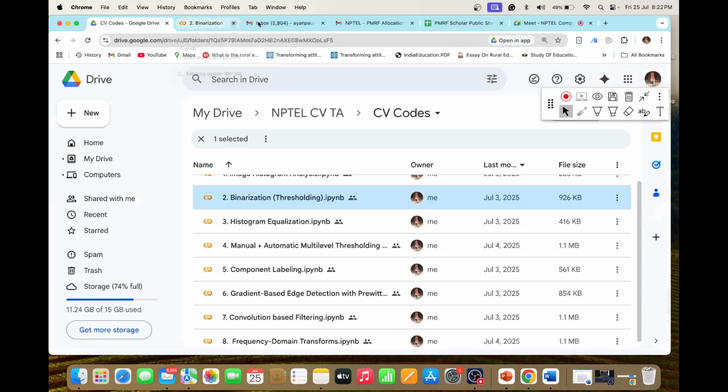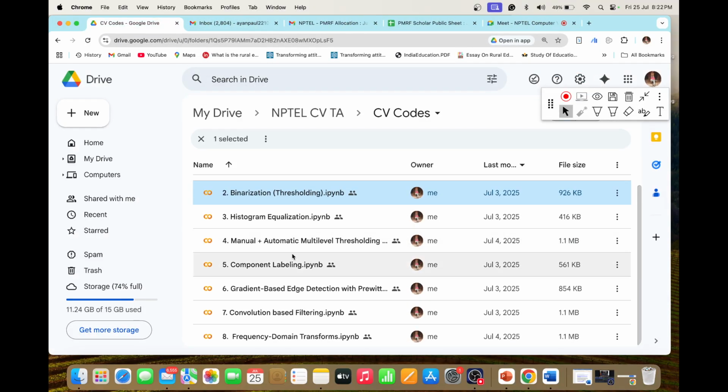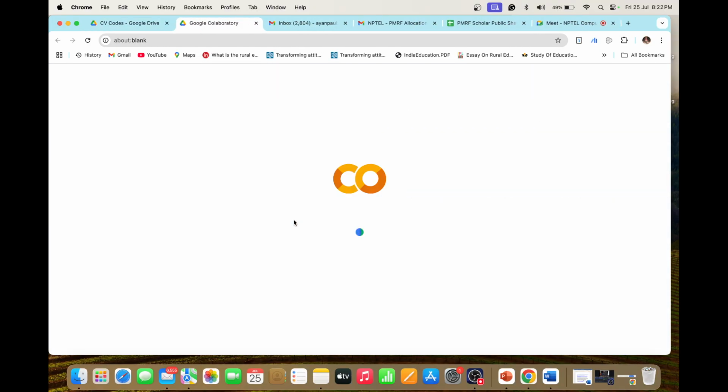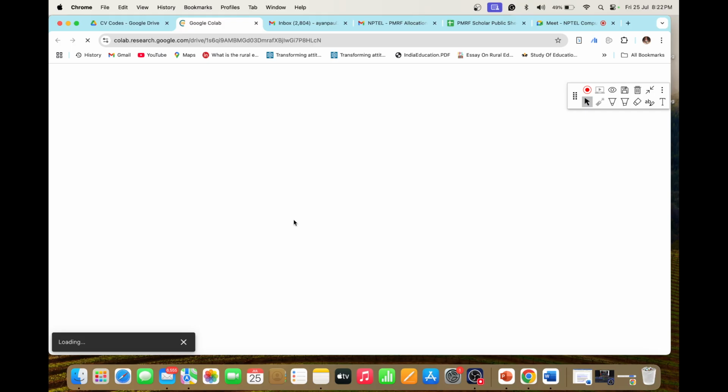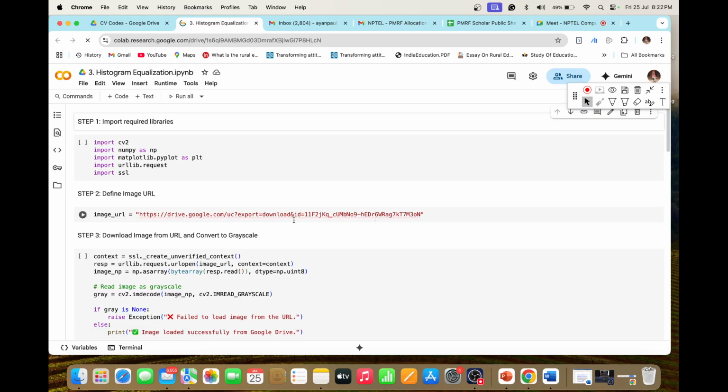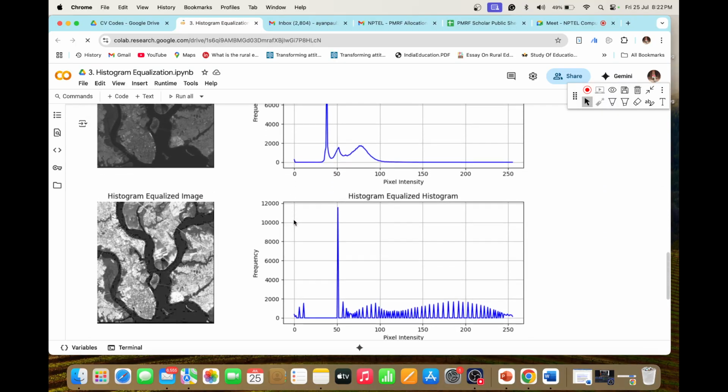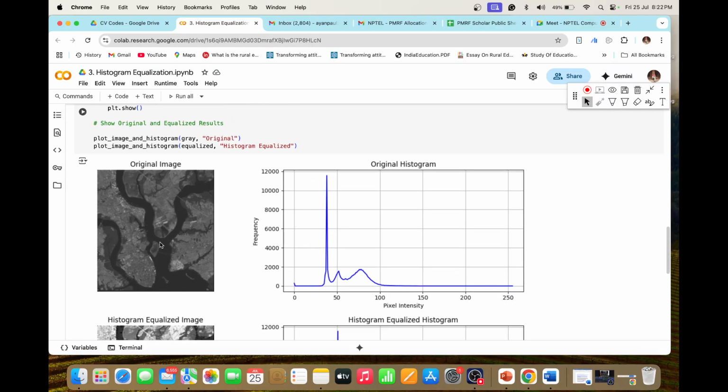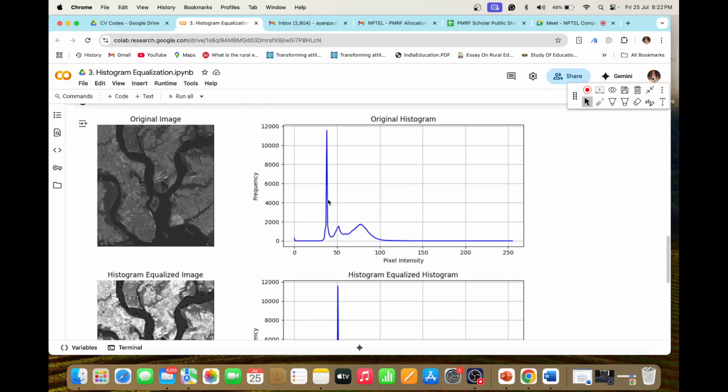Okay, so this is another code. Similarly, there is image equalization, so let me open this also for your convenience. Yeah, so this is image equalization. This is the original image, and you can see this histogram. Okay, there is a peak only in this region.